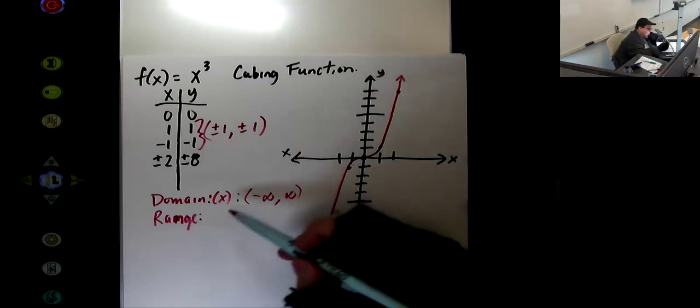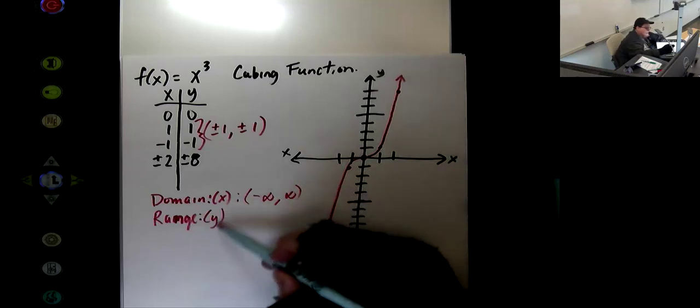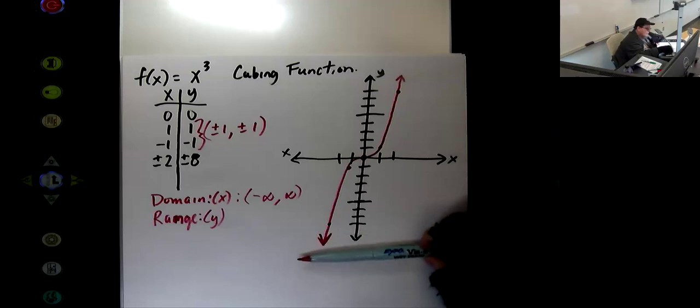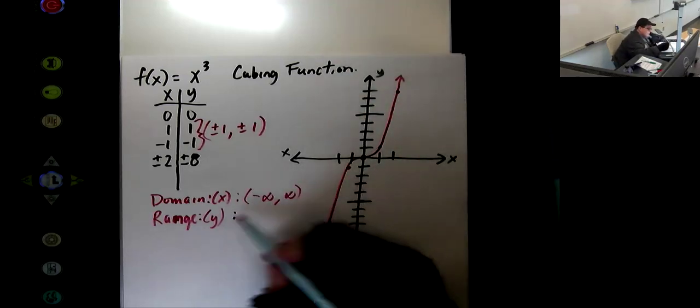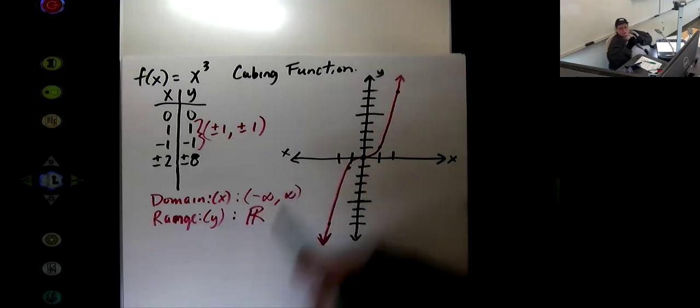The range also does this. The range is the y values. For this, we go up and down, and we're going from -infinity all the way up to positive infinity. So I'll do the other symbol, the all real numbers.